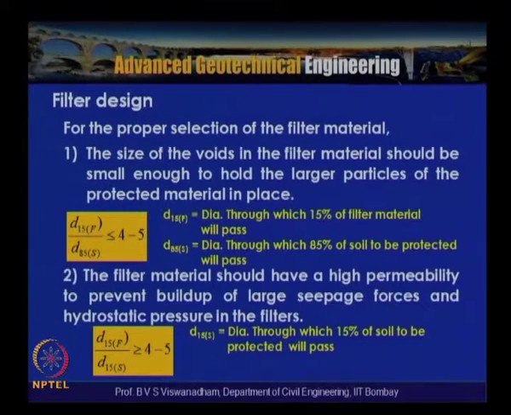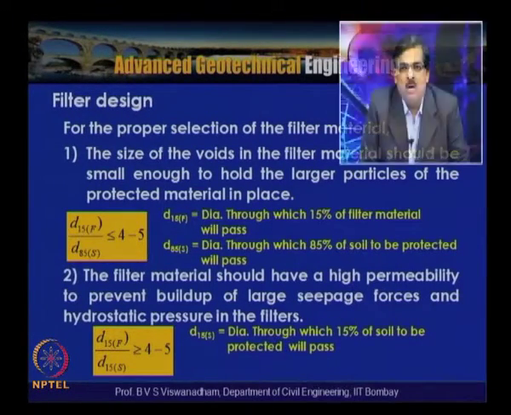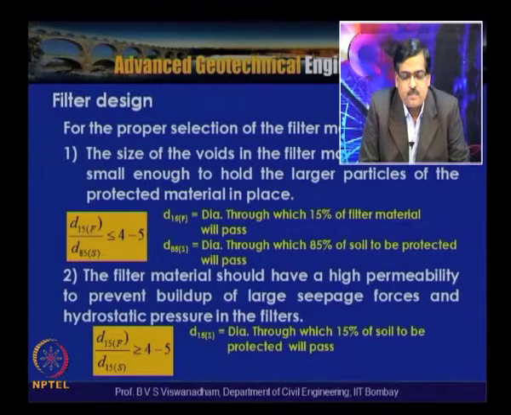So for the proper selection of the filter material, that is the sand, or a suitable soil, the size of the voids in the filter material should be small enough to hold large particles of the protected materials in place. So the criteria given is that the ratio of D15 of the filter to D85 of the soil should be less than or equal to 4 to 5. D15 filter is the diameter through which 15% of the filter material will pass. D85 soil is the diameter through which 85% of the soil to be protected will pass.